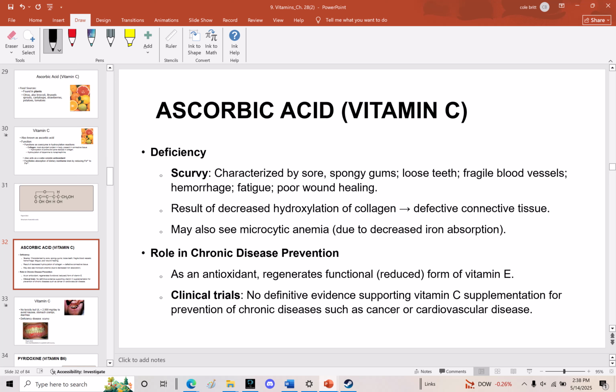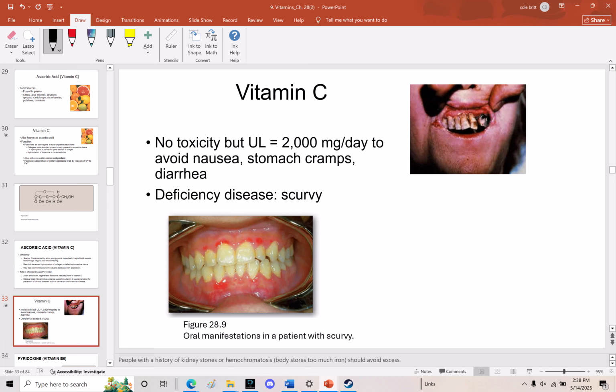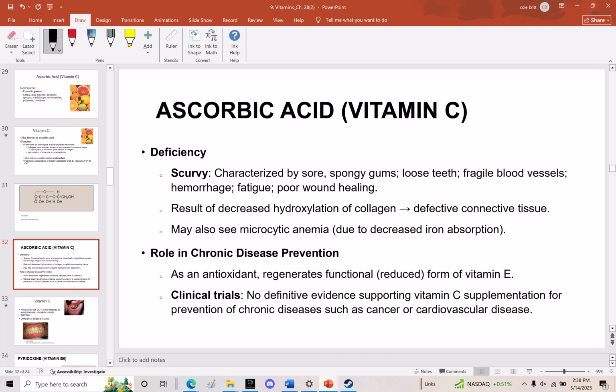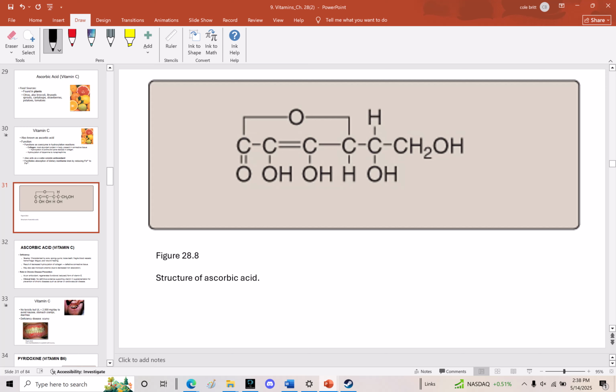So you get spongy gums, loose teeth, fragile blood vessels. I think I have a picture. Here you go. So this is scurvy. This is a slight manifestation of it. So you can see here that you're having connective tissue issues. This is obviously a really bad case of scurvy. Poor wound healing, all of it relating to the fact that you can't make collagen very well. You may have anemia due to an iron deficiency, but I wouldn't worry about that one.